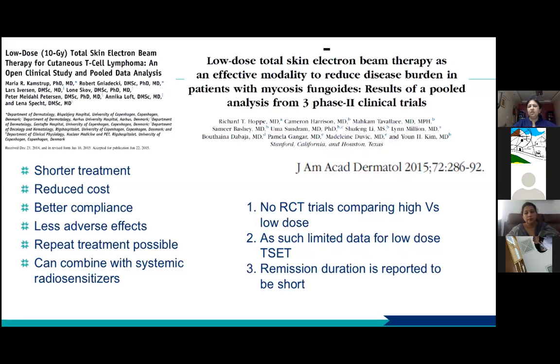I did a lot of literature review and I have seen some of the patients who have earlier been treated with low dose TSET.